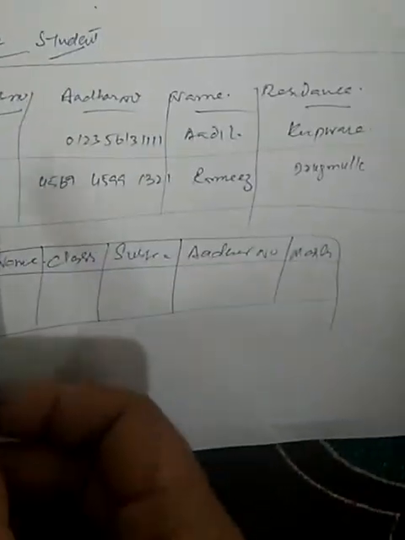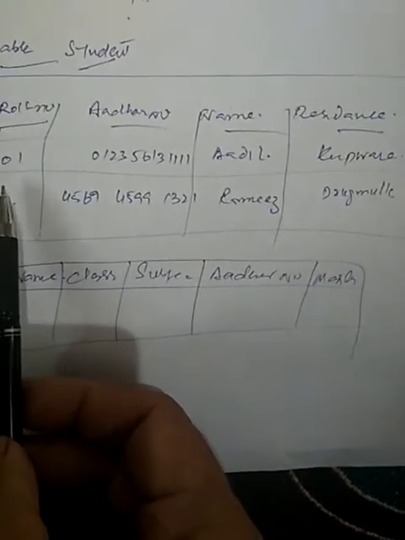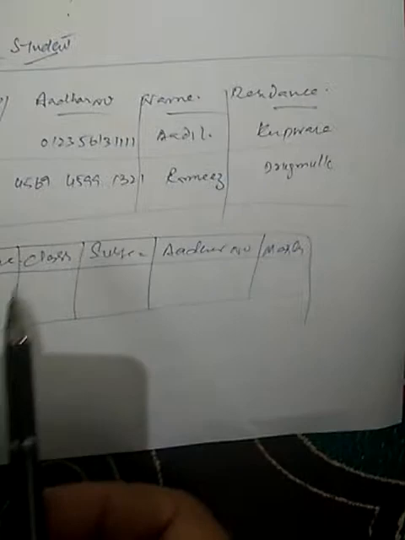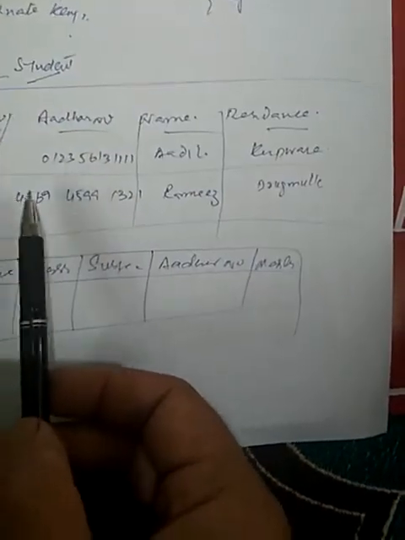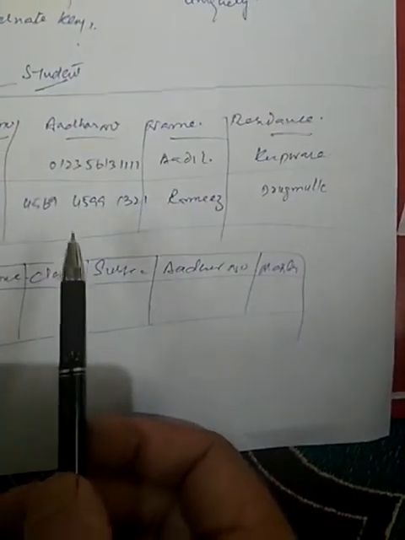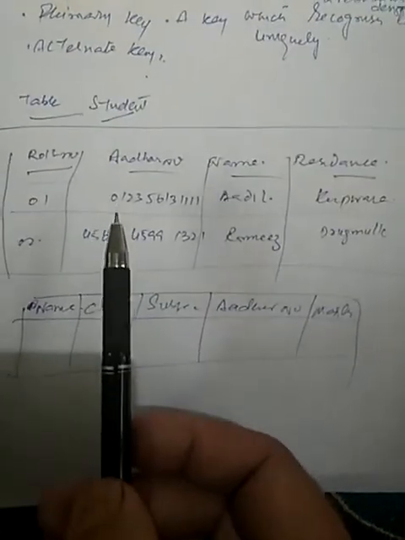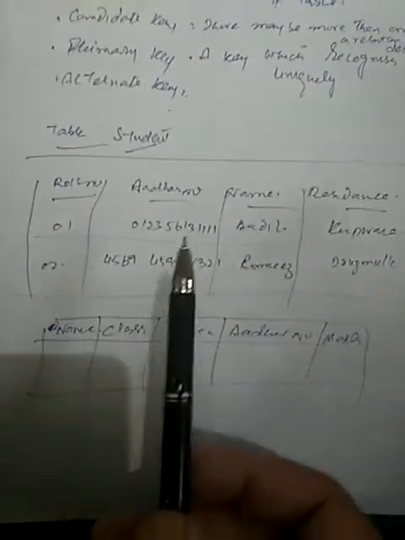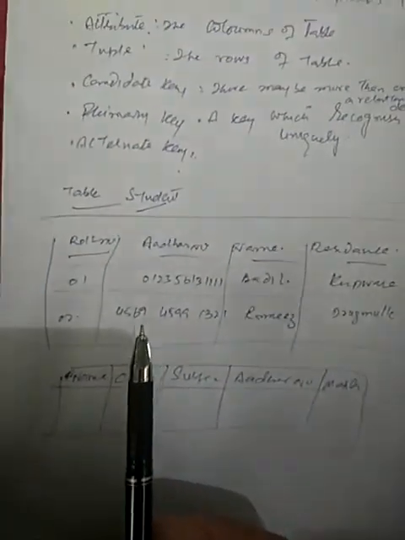So primary key is a key which recognizes the tuple uniquely. Tuple means record. Then the alternate key means, after the primary key, we can set another key as the alternate key. And the foreign key is a key which is common in both tables. So this key relates these two tables, or three tables. This key is called foreign key.